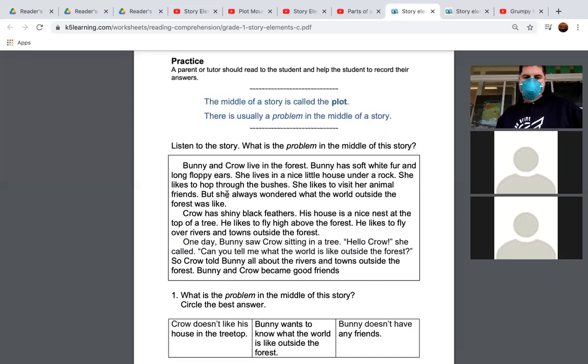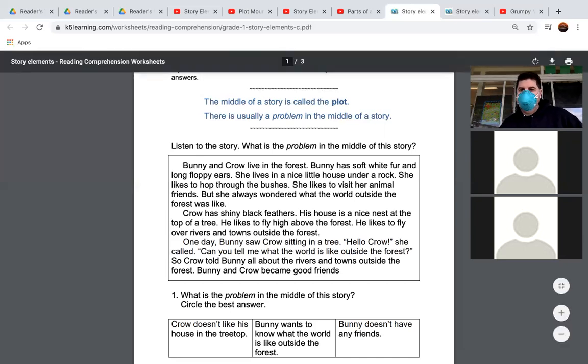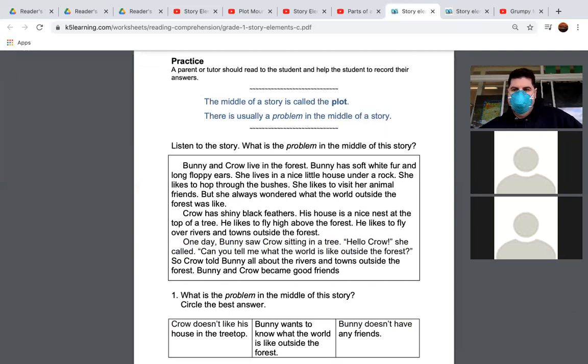One day, Bunny saw a crow sitting in a tree. "Hello, Crow," she called. "Can you tell me what the world is like outside the forest?" So Crow told Bunny all about the rivers and towns outside the forest. Bunny and Crow became good friends.